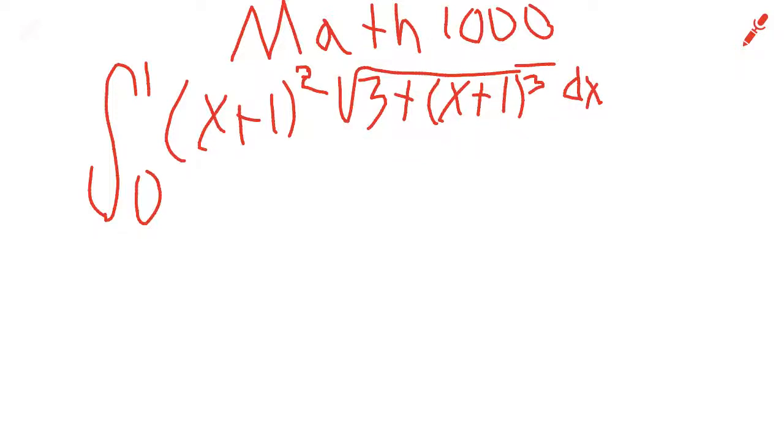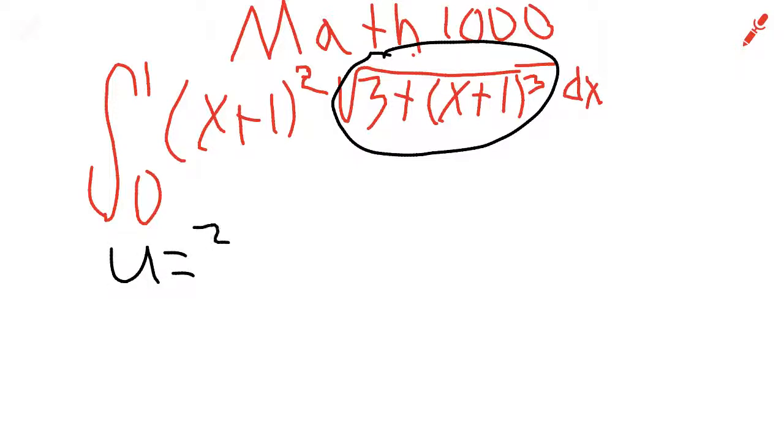Right, so we can set it up as this, so that this particular part inside is our u. That way, once we set that entire thing to be our u, we'll have a u inside the square root, and it'll be easier to get the derivative of that u. So u equals 3 plus (x plus 1) cubed.